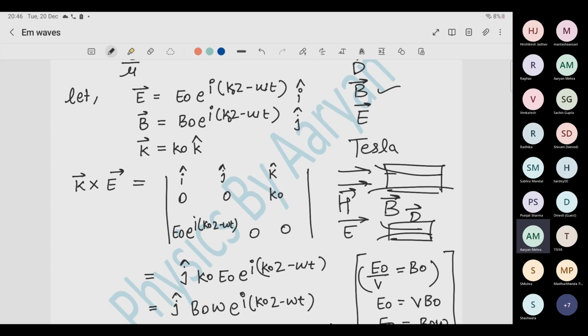Yes, sir, tell me. In Griffiths, there is one paragraph on this. Theoretically D and H are the same, but from an experimental point of view, we can only apply H, because we only measure currents to build an electromagnet. So H should be the field inside the material.